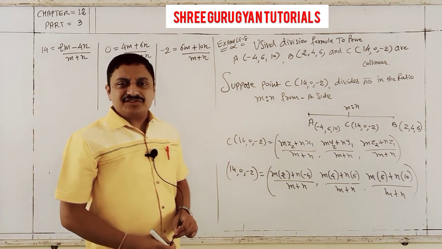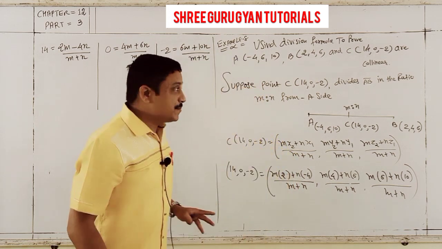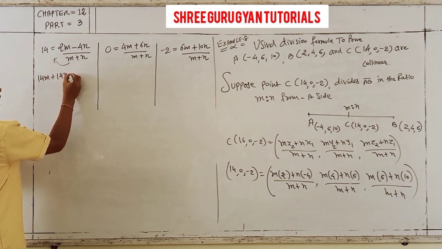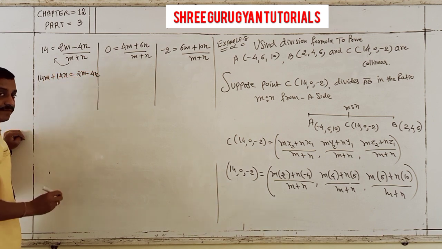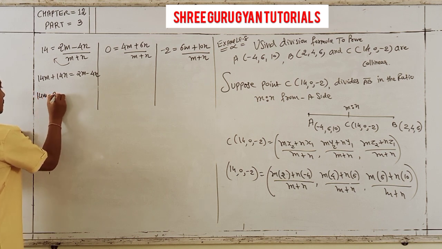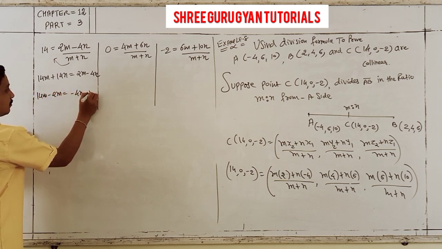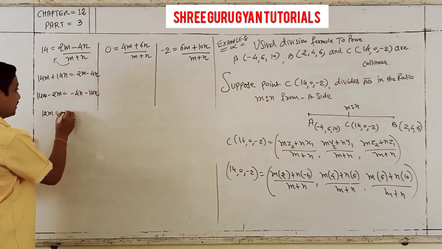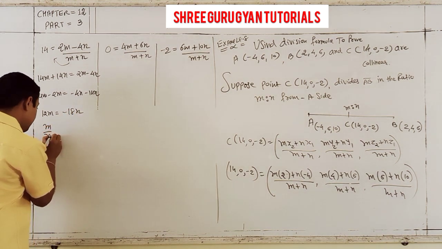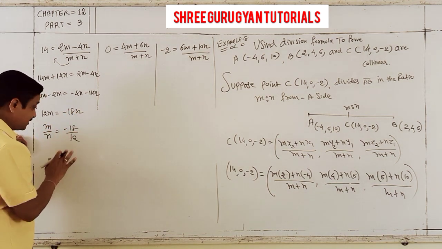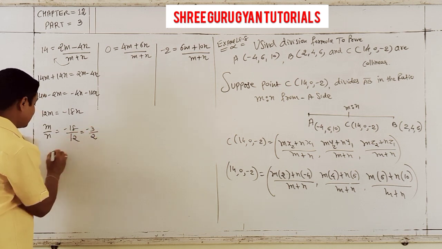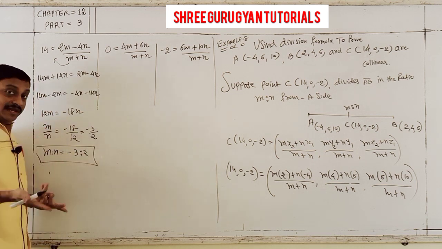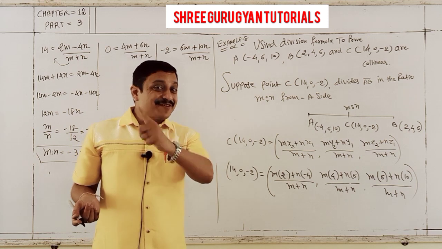Students, you check and decide all three values of the m:n ratio. These are multiplied: 14m plus 14n equals 2m minus 4n. So 14m minus 2m equals minus 4n minus 14n. So it is 12m equals minus 18n. So m:n is minus 18 by 12; 6 twos are 12, 6 threes are 18. Yes, it is m:n equals minus 3 by 2. This is a valid ratio, other than 0 and other than minus 1.